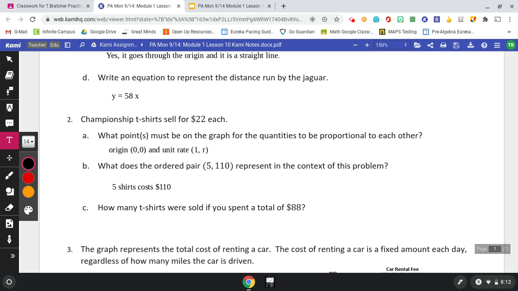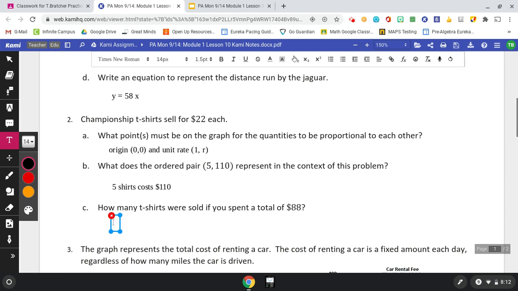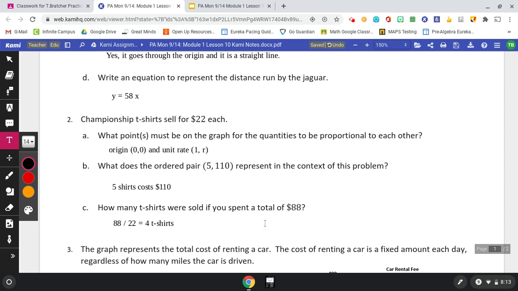Remember, if I need my y value, I multiply. And we don't need that. Our y value is money and we already have it. So I don't multiply this time. I will actually divide by my unit rate, which is 22, because it says that Champion t-shirts sell for $22 each. And 88 divided by 22 is 4. So 4 t-shirts would be $88. And again, 22 times 4 is 88, so that makes sense.